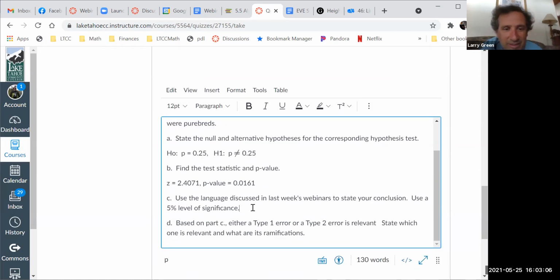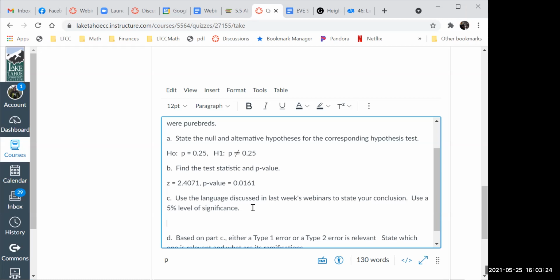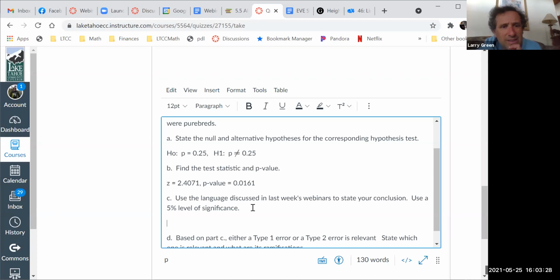Okay, use the language discussed in last week's webinar to state your conclusion. Use a 5% level of significance. What are the first few words always in the conclusion to a hypothesis test? We can conclude that. No, it's not the first few.